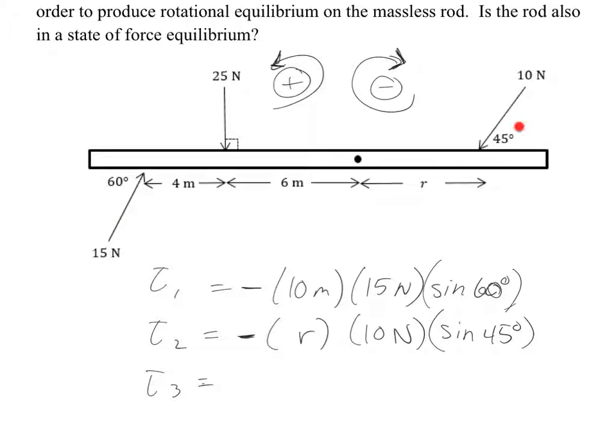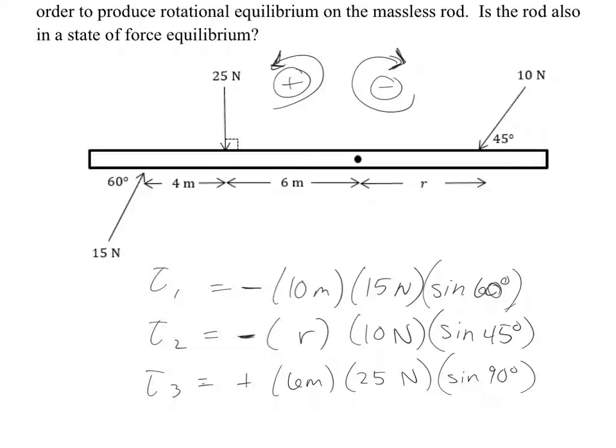Because these two together would cause it to just rotate all day like that. But this one is preventing the rotation by pushing back this way. So this is our positive torque, and that's at a distance of 6 meters from the fulcrum, a force of 25 newtons, and my angle is 90 degrees. So those are my 3 torques acting on this body. The idea is that if I add them together, what should I get as an answer?